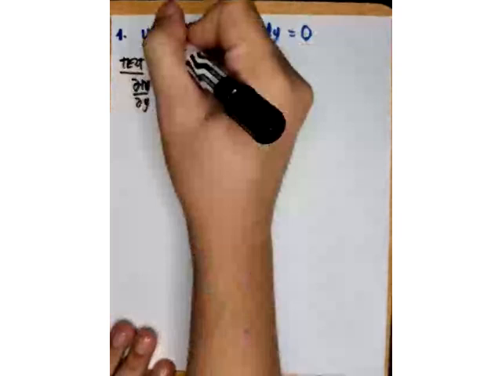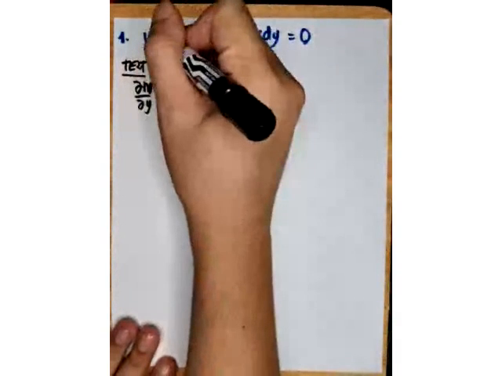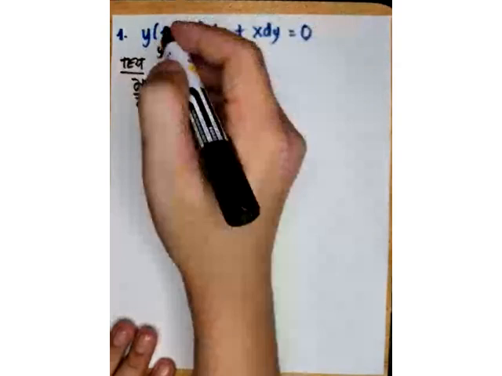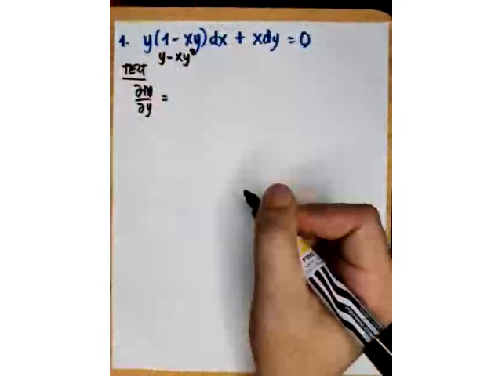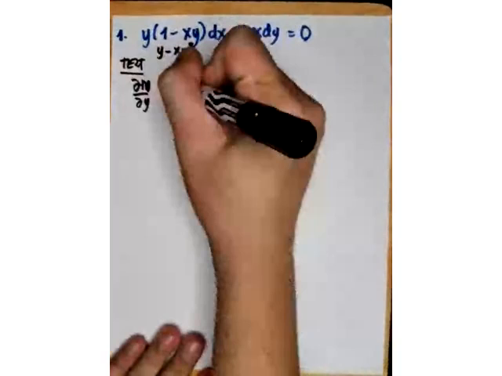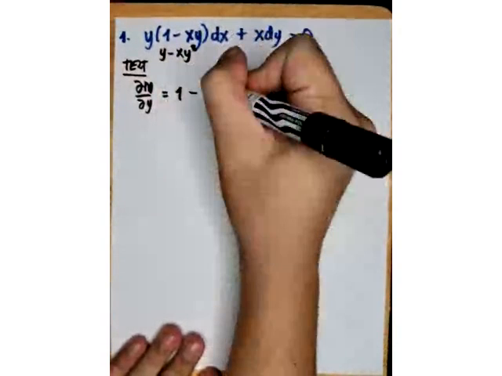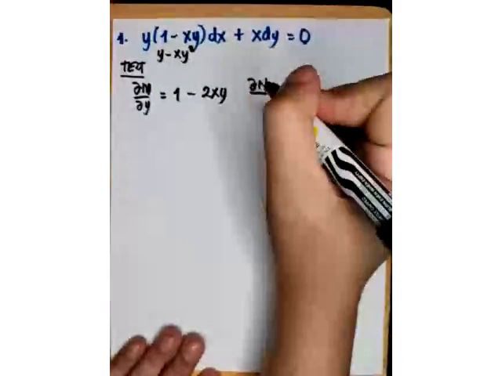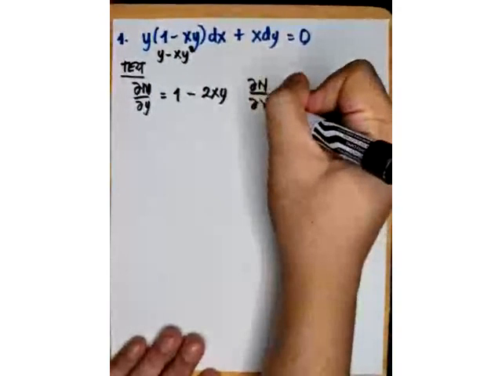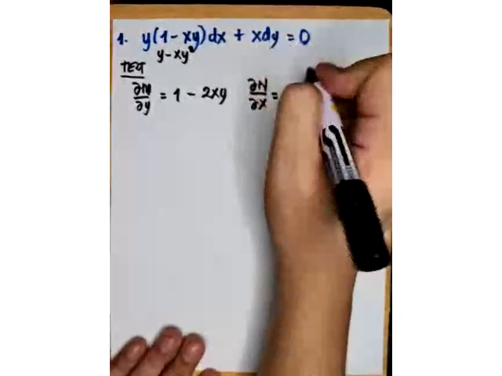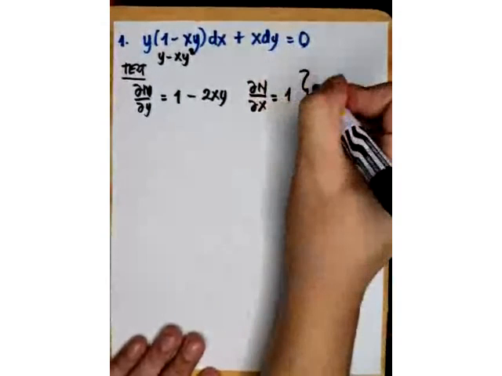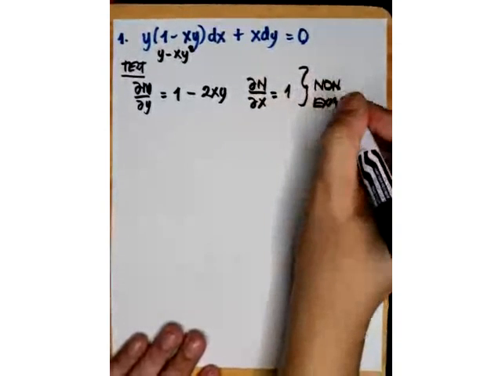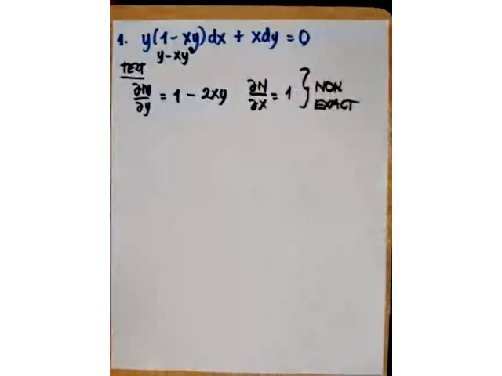So this one I will distribute y. So this will be y minus xy squared. The derivative of that with respect to y is 1 minus 2xy. And then the partial derivative of N with respect to x is equal to 1. So therefore, it is non-exact, since these two partial derivatives are not equal.